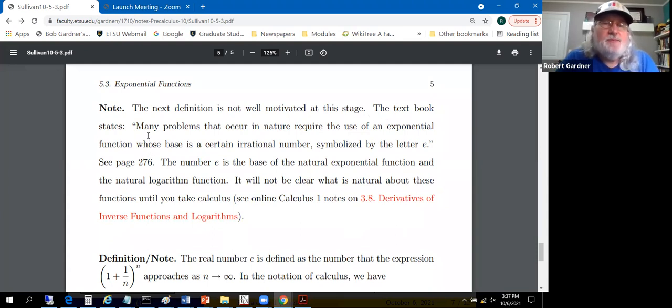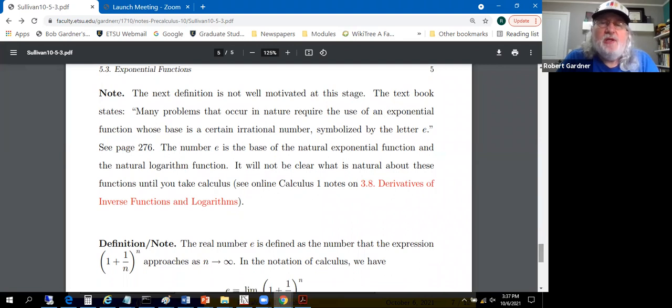The textbook states, many problems that occur in nature require the use of an exponential function whose base is a certain irrational number symbolized by the letter e. As they say on page 276 of the 10th edition of this book, the number e is the base of the natural exponential function and the natural logarithm function. Now, it's totally unclear what's natural about these at this stage, especially when I give you an approximation of this value e. It's an irrational number, so that's probably not good. It's a transcendental number, in fact, whatever that is.